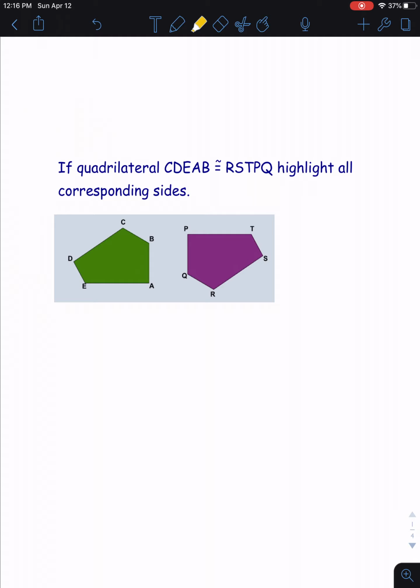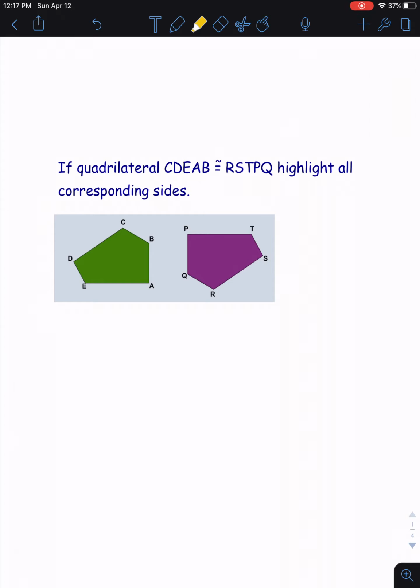We're going to start with some review on congruent and similar figures. And first we're going to start with congruent figures. So congruent figures have the same shape and size. Everything in them is identical.